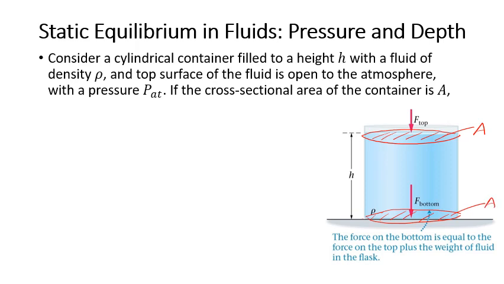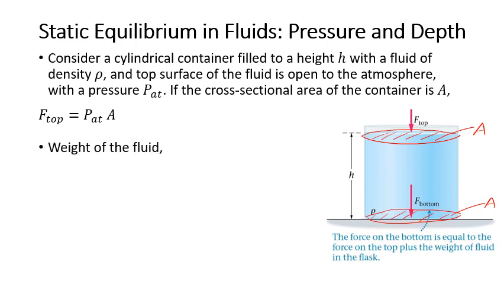You can calculate the force on top of the fluid level. That force is created by the atmospheric pressure, P_AT. So the force at the top surface equals the pressure multiplied by the area. Here the cross-sectional area is A. So if you multiply the atmospheric pressure by the area, you get the force at the top surface.